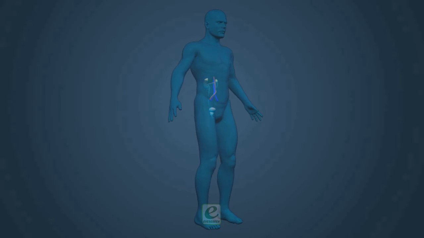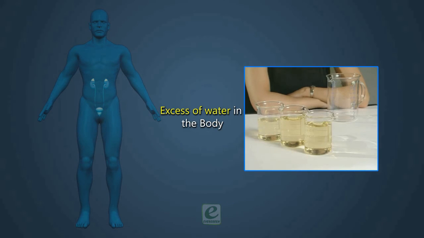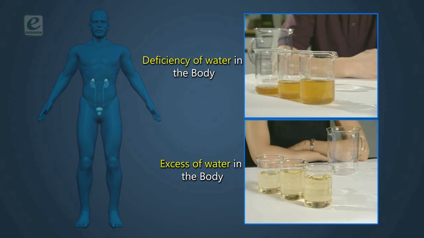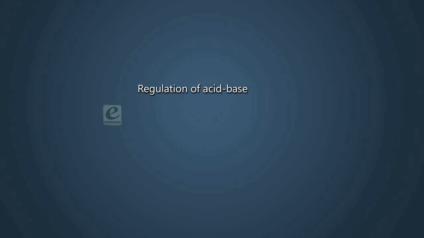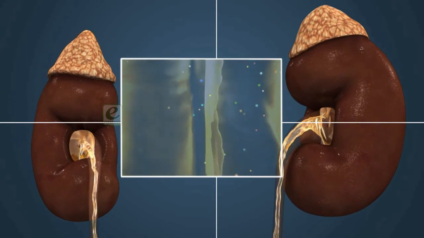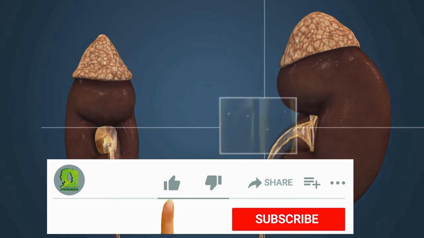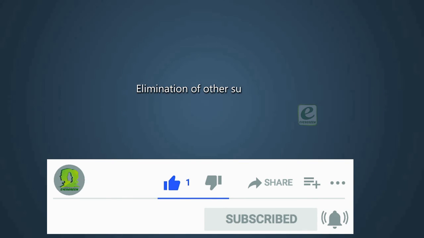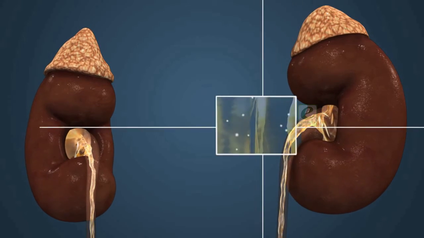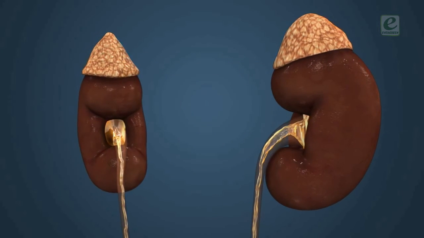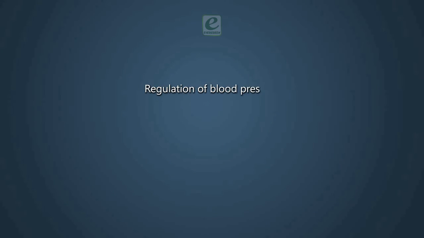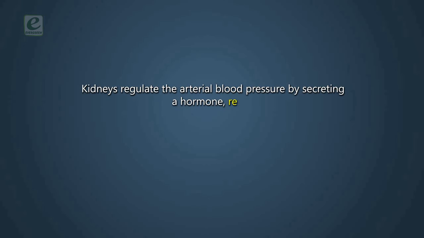If the water is in excess in the body, large amounts of dilute urine are produced. Whereas, during deficiency of water, hypertonic urine is produced. Regulation of acid-base balance. Kidneys or nephrons regulate the acid-base balance in the body. Elimination of other substances. Kidneys or nephrons also remove pigments, drugs, etc. from the body. Regulation of blood pressure. Kidneys regulate the arterial blood pressure by secreting a hormone, renin.